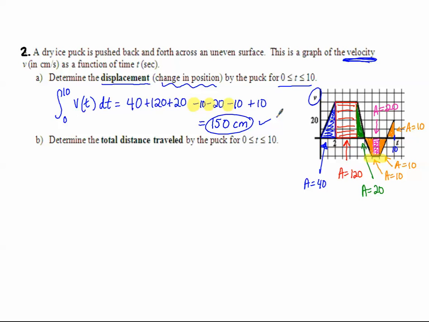How is it centimeters? Well, we're multiplying the x-axis times the y-axis. The x-axis is in seconds and the y-axis is in centimeters per second. Therefore, centimeters will be our units.